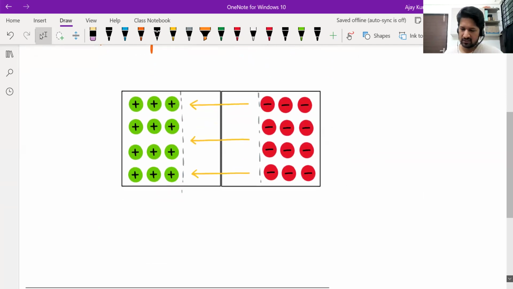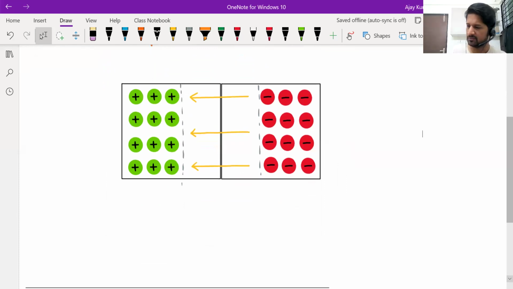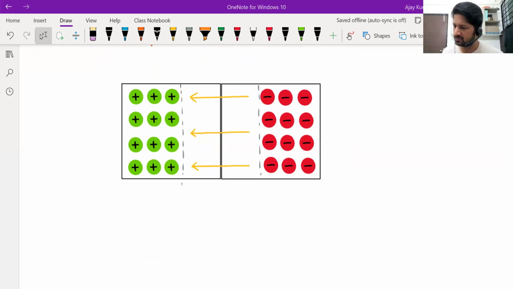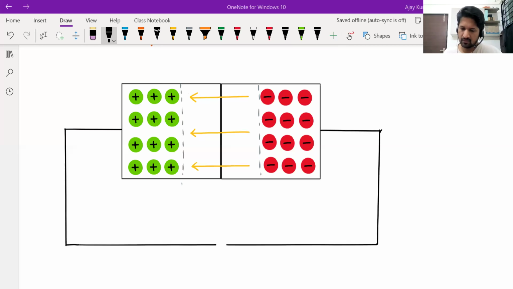Okay. Now, consider a PN junction like this. Just a moment, let me draw the circuit completely. Right. So this is the P side, this is the N side. To make the PN junction reverse biased, you have to connect the higher voltage to the N side and lower voltage to the P side. So negative terminal to P, positive terminal to N. Now it is reverse biased.